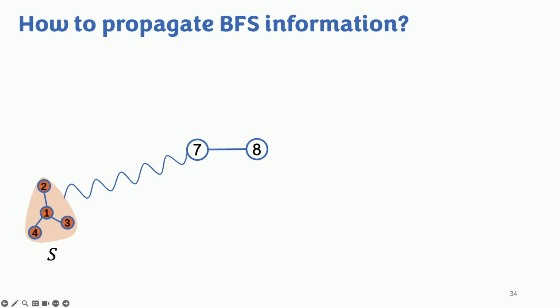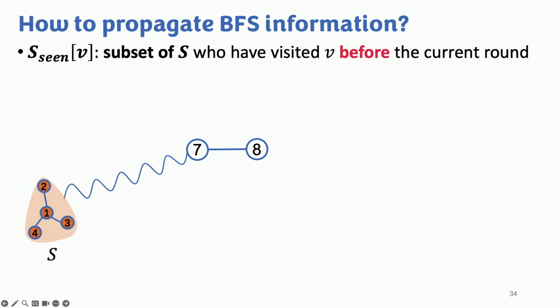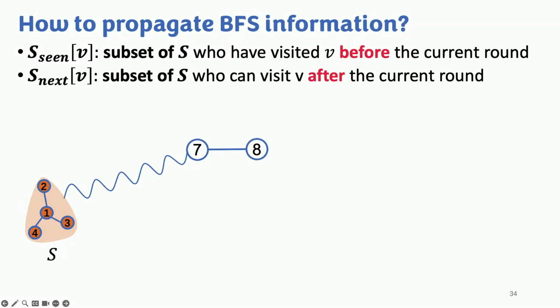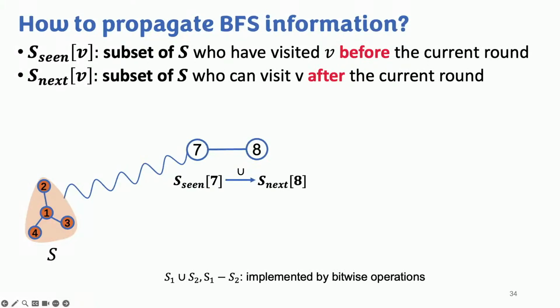In our algorithm, we use a Boolean array S-seen to store the sources that had visited v before the current round, and S-next to store the sources that can visit v after the current round. When processing an edge, such as 7 to 8, we propagate the S-seen of 7 to the S-next of 8, because the sources that visited 7 before the current round can visit 8 after this round. Note that set operations, such as union and set minus, are implemented by bitwise operations.